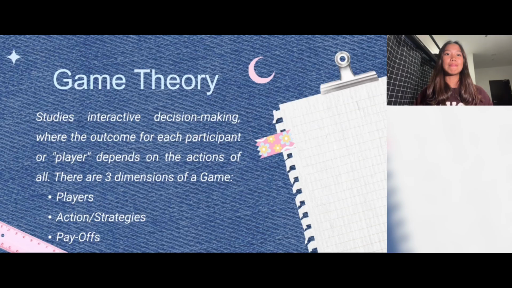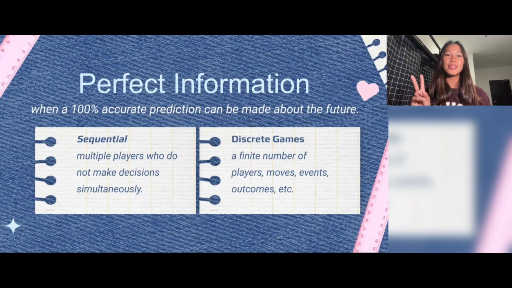Let's classify games based on two factors: information and timing. Perfect information, all players know all previous actions. Think of games like chess where you can see the entire board. Sequential games, players take turns. One player makes a move, then the next responds. Discrete games, these have a limited number of players, actions, and outcomes. Most board games are like this.